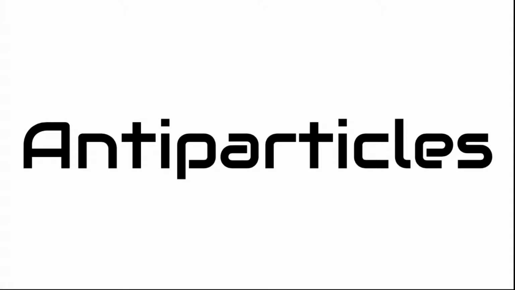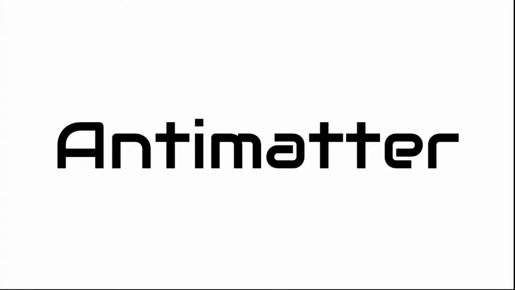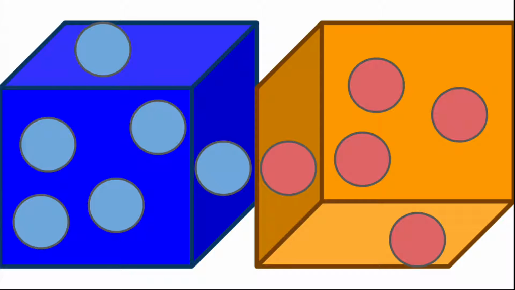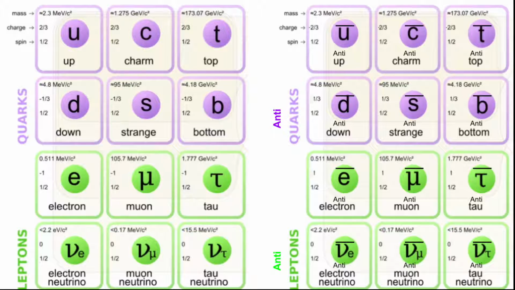Antiparticles. What are antiparticles? You may have heard of antimatter, but what does that mean? How can you have the opposite of matter? First off, antiparticles make up antimatter just like how particles make up matter. All quarks and leptons have antiparticles called antiquarks and antileptons.